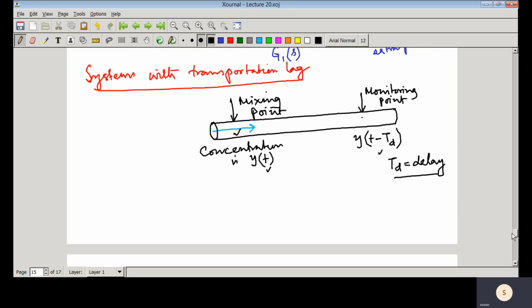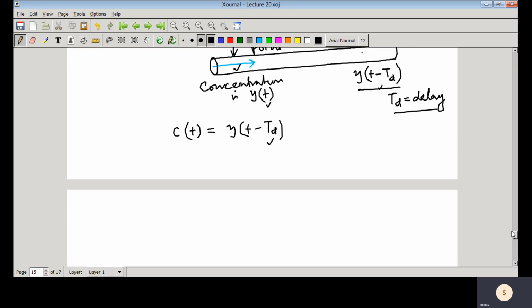So here if we want to model it, then what would be the output? The output is actually y(t - Td). So we can write that output c(t) equal to y(t - Td). This delay is coming because of the transportation lag. So this is called the transportation lag. Now if we take the Laplace transform, C(s) would be e to the power minus Td s Y(s). So now what would be C(s) by Y(s)? C(s) by Y(s) equal to e to the power minus Td s.